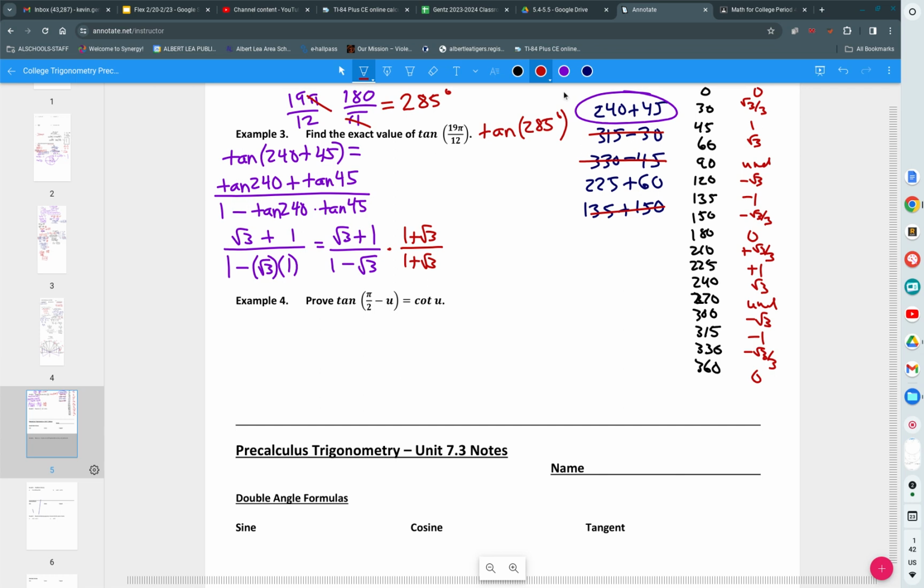So as we multiply this out, good thing you guys are really good at math and you can multiply these things out. We'll do the top first. I get the root of 3 times 1, which is the root of 3. I get the root of 3 times the root of 3, which is 3. I get 1 times 1, which is 1. I get 1 times the root of 3, which is the root of 3.